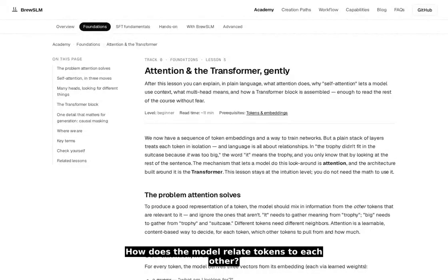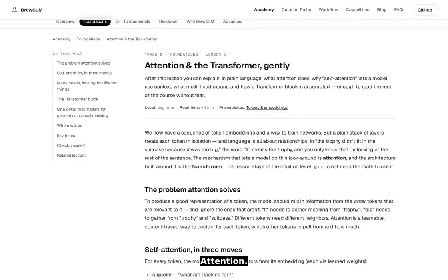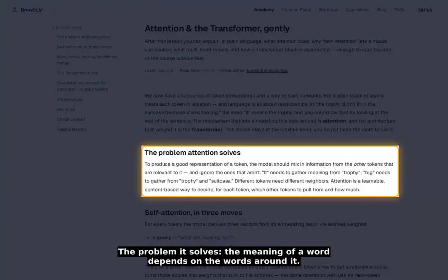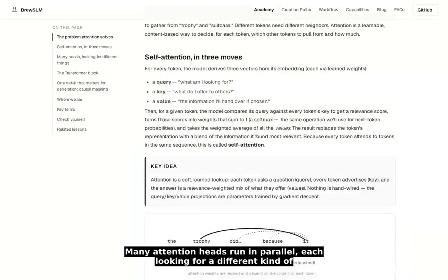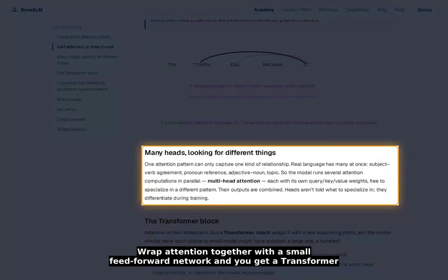How does the model relate tokens to each other? Attention. The problem it solves, the meaning of a word depends on the words around it. Self-attention lets every token look at every other token and pull in what is relevant in 3 moves: a query, a key, and a value. Many attention heads run in parallel, each looking for a different kind of relationship.